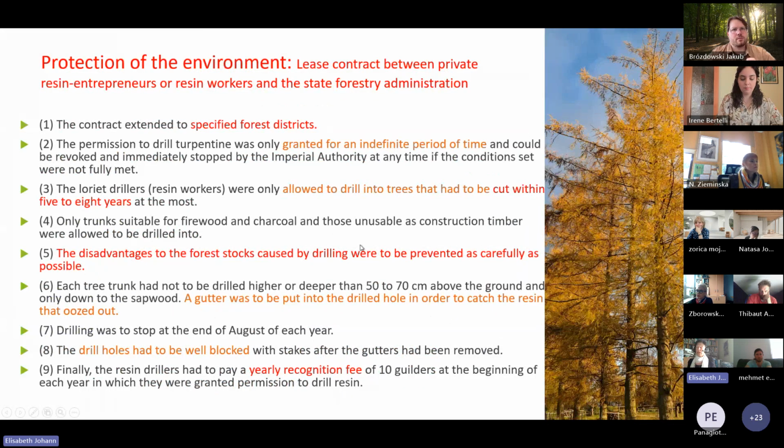Some environmental points were included in the leasing contracts, which were concluded between the resin worker and the state to avoid damages. So it was said that only in specific forest districts the resin could be harvested, or for a certain period, or it should be done as carefully as possible, and other regulations. But of course, the damage was visible.